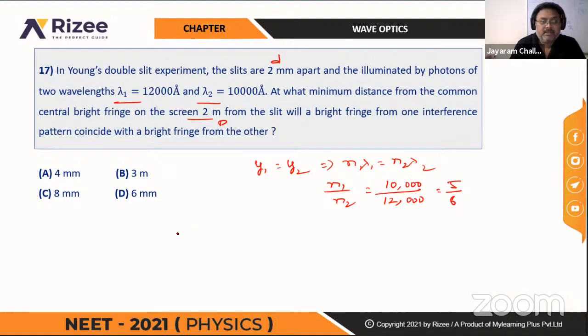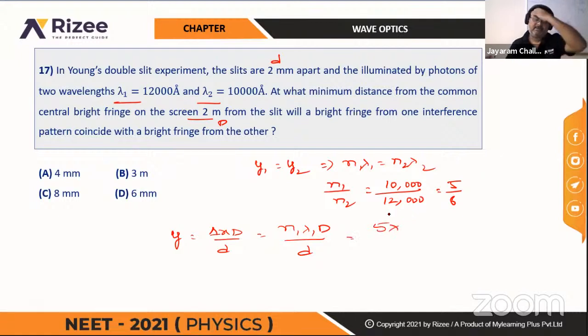As we have got the ratio, I'll go for y. Y is equal to delta x into capital D by small d. Delta x can be written directly as n1 lambda 1 into capital D by small d. The number of fringes is the fifth fringe, and the value of lambda 1 for the first case is 12,000. So 5 into 12,000 into capital D, which is 2 meters.